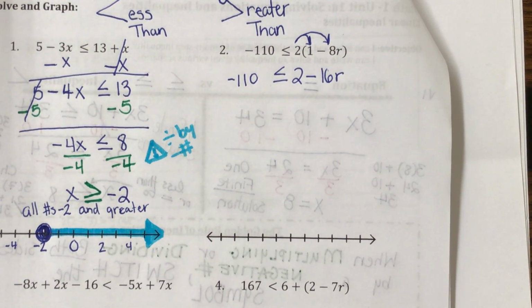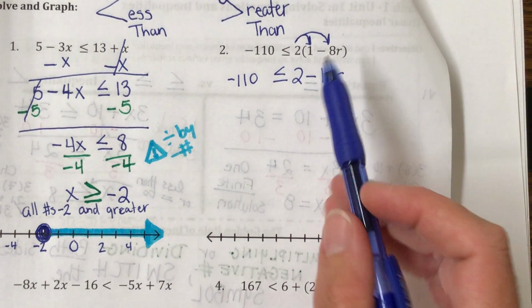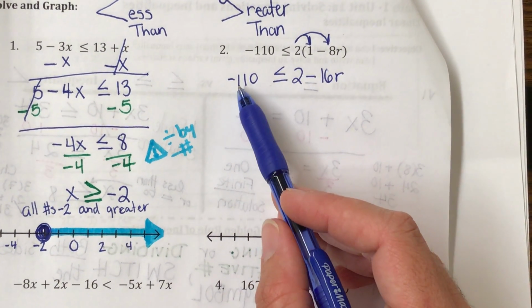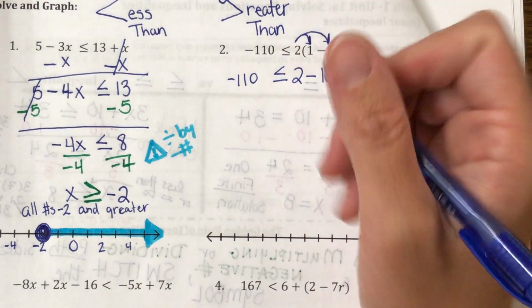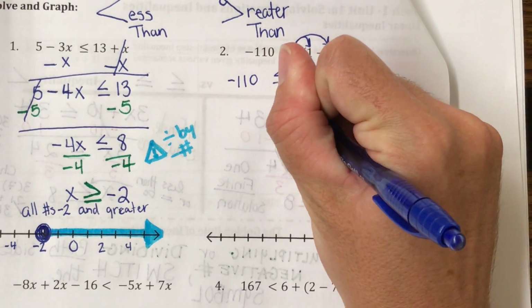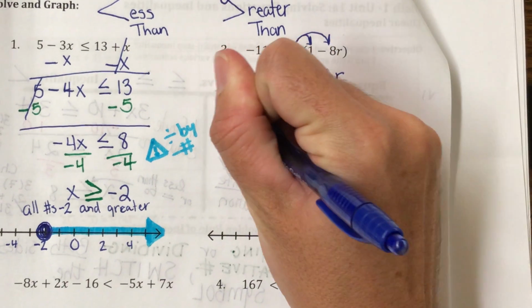So combine like terms, that one I can skip because it's not necessary. Variables on the same side: we already had the variables on the same side, so we're going to skip that step. Now we want to get our constants together. I need to move this 2 over here by this negative 110, so I'm going to subtract the 2 from both sides.